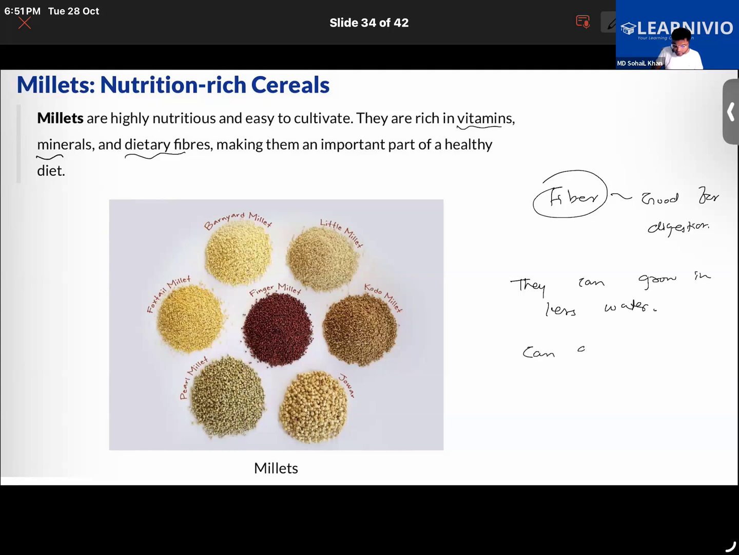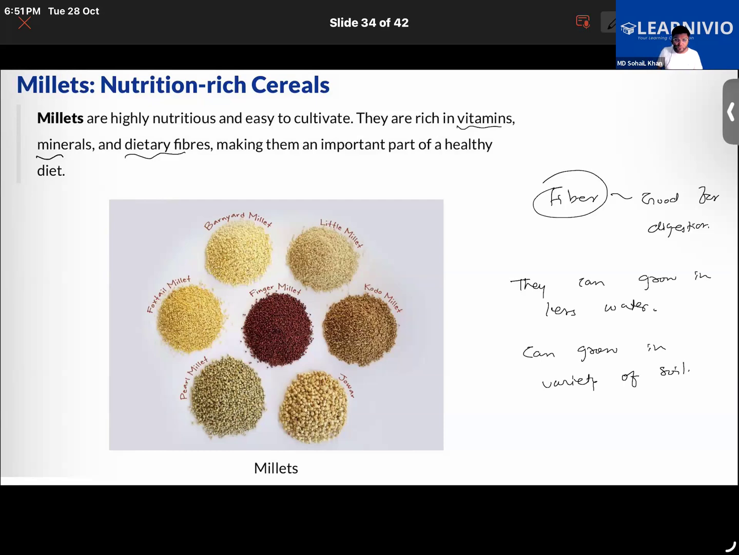Finger millet will grow automatically through the garden or the soil area. Also, you don't have to invest too much in growing.